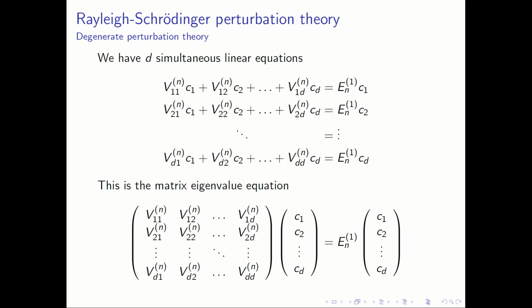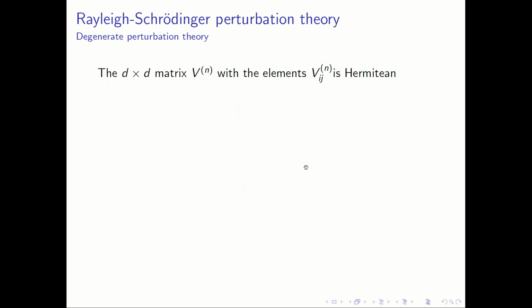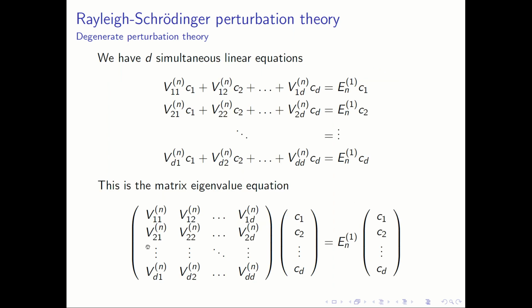So what we are really doing here is this d by d matrix which I get when I take matrix elements of the operator V, the perturbation operator, between just the degenerate eigenstates corresponding to the eigenvalue epsilon n of H0. We get a d by d matrix, and this is nothing but the eigenvalue equation for this. So En1 is nothing but one of the d eigenvalues of this d by d matrix, and C1, C2, up to Cd would be the corresponding eigenvector.